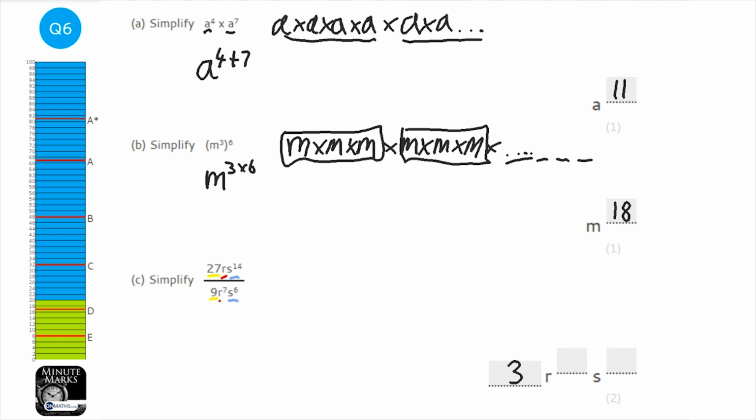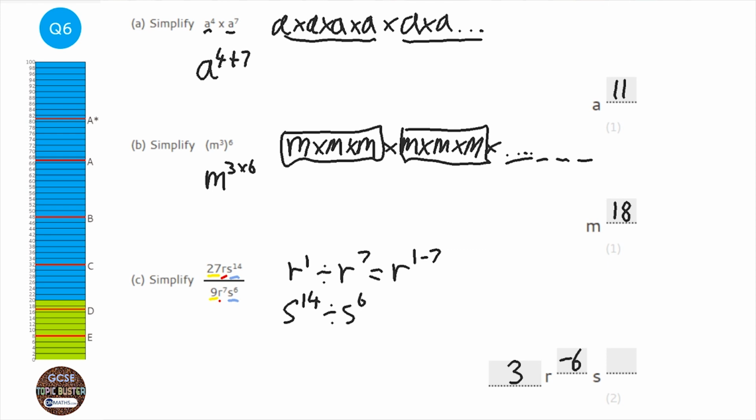Now r on its own is r to the power of 1, and we're dividing it by r to the power of 7. Now when you times powers, you add them. When you divide them, you take away. So we're going to be doing r to the power of 1 minus 7. 1 take away 7 is just minus 6. And then we're doing s to the power of 14 divided by s to the power of 6. 14 take away 6 is 8.